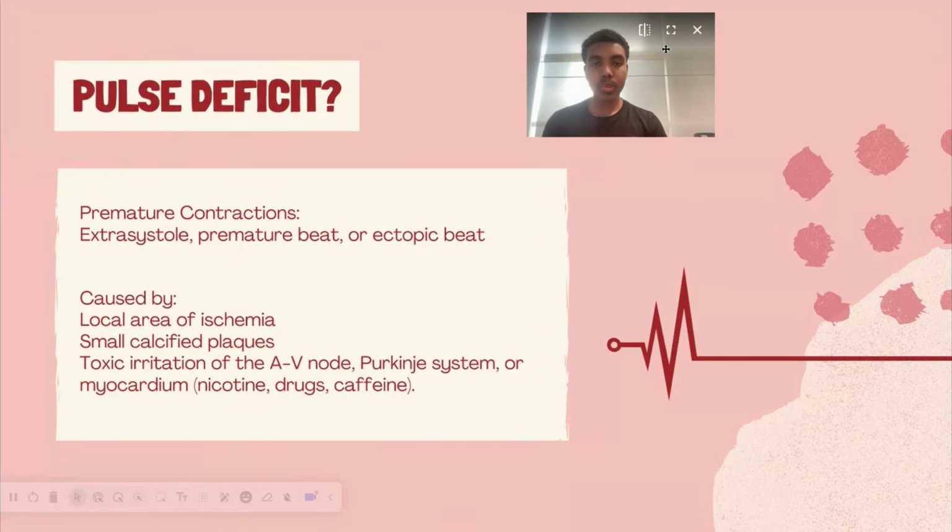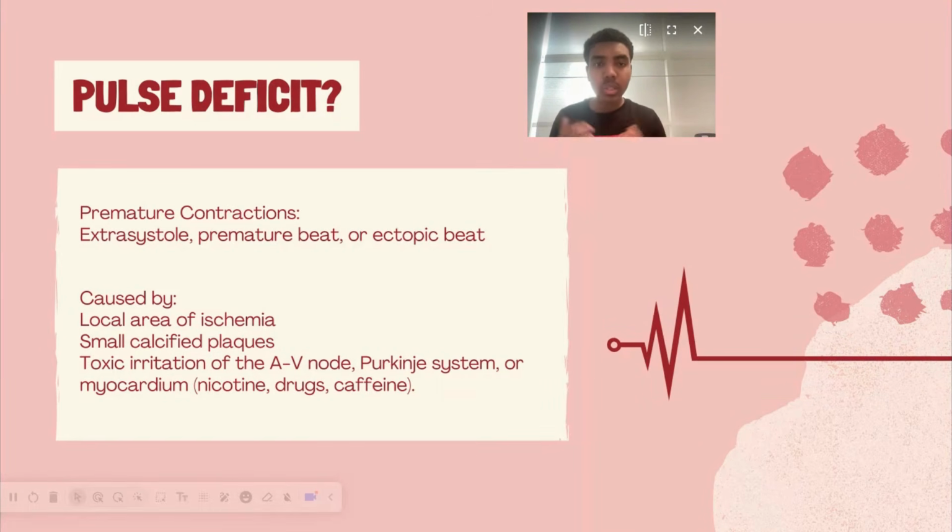What is pulse deficit? Pulse deficit is basically when you have a deficit in your pulse. It can be like you have a very fast heartbeat, but basically, when you touch your radial artery, you don't feel a pulse. And it can happen from premature contractions such as extrasystole, premature beat, or an ectopic beat.